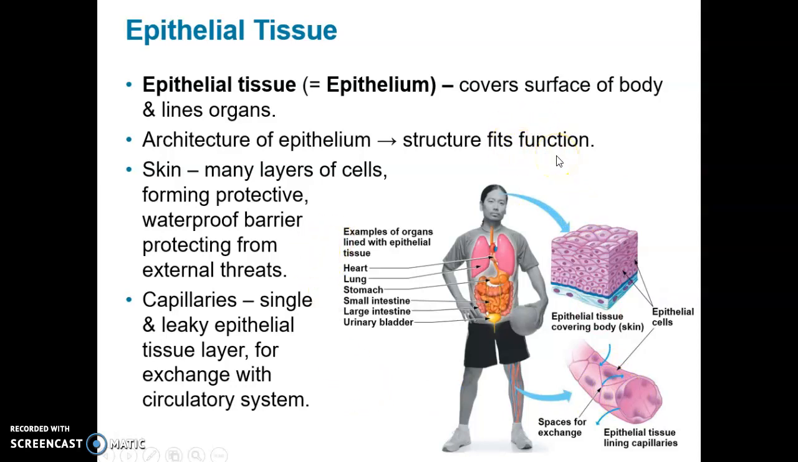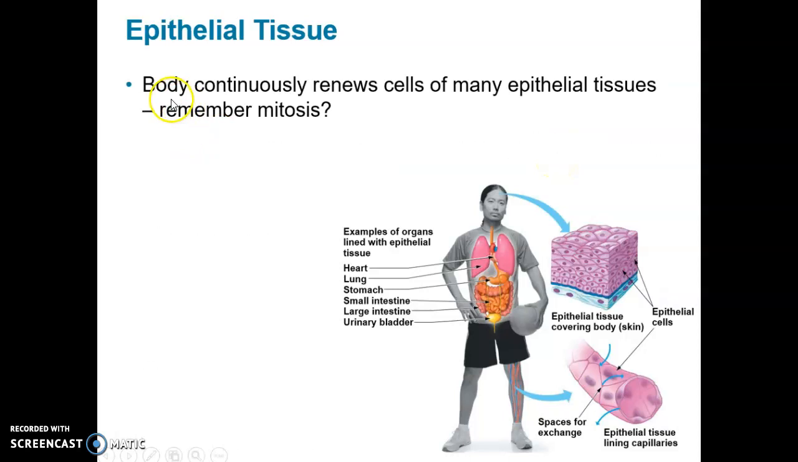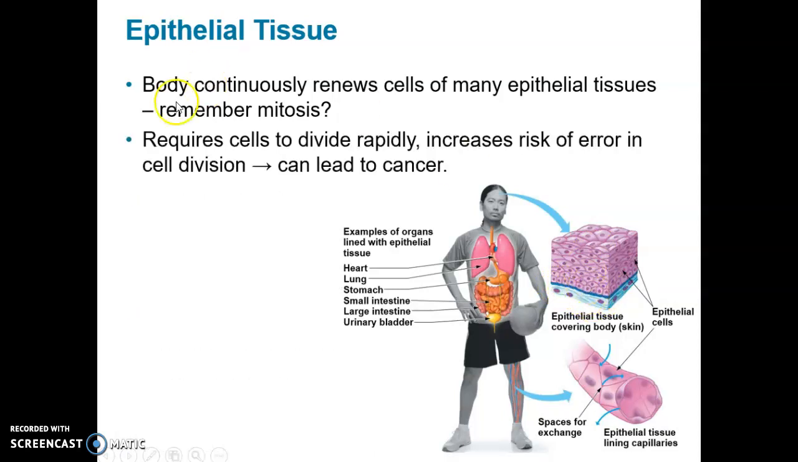Okay? So again, your epithelium can be really thick or really thin, depending on where it is and what function it needs to perform. So the body is continuously renewing these cells in many of the epithelial tissues, especially the thick ones. Remember mitosis? Cell division to replace cells. Your skin cells are constantly being abraded off, flaking off. So there's a layer of skin cells, epithelial cells, that are constantly undergoing mitosis. So that's constant rapid cell division throughout most of the skin on your body.